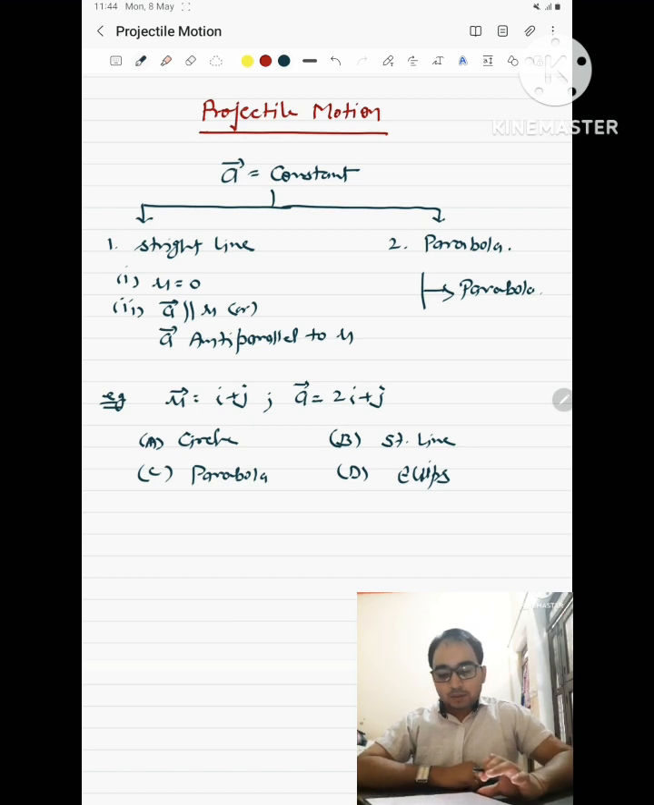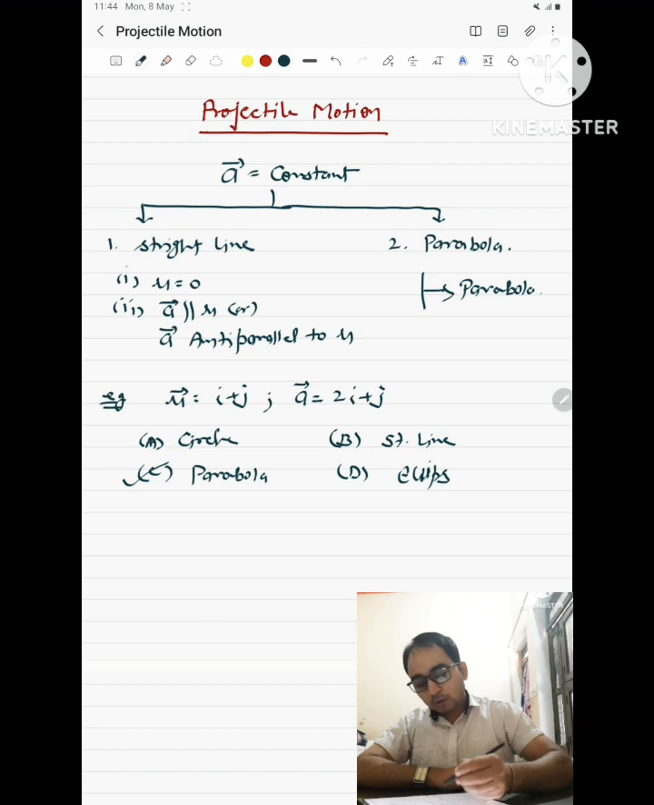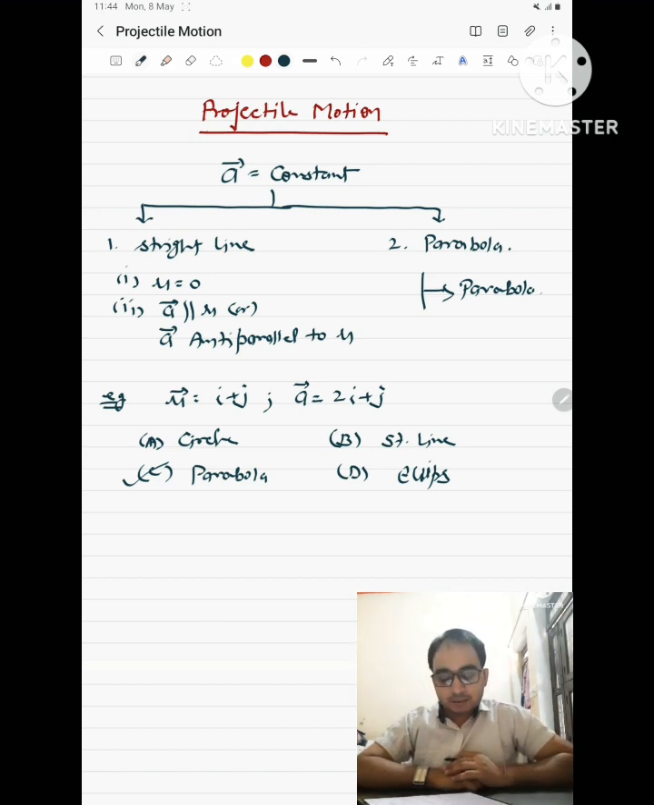By observing the acceleration, we can see there is a uniform or constant acceleration, and it is neither parallel to the initial velocity nor anti-parallel. So the path will be a parabola. So by simply observing the options, we can pick the right answer.